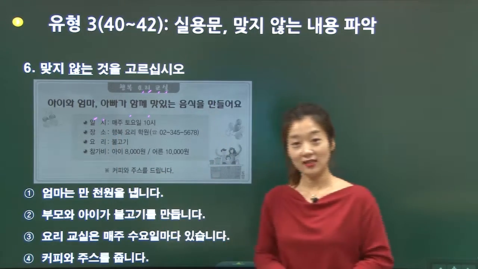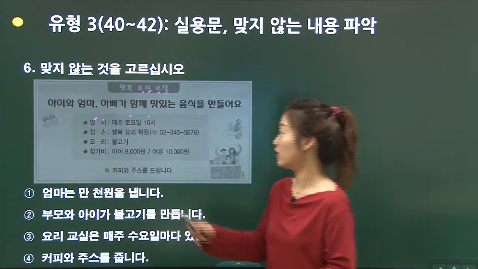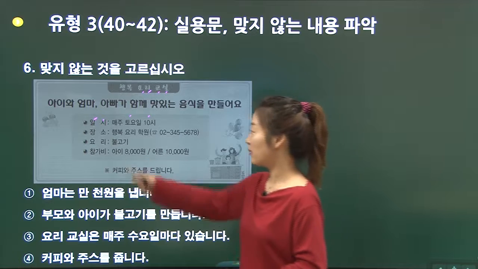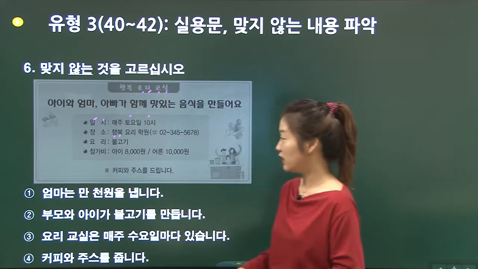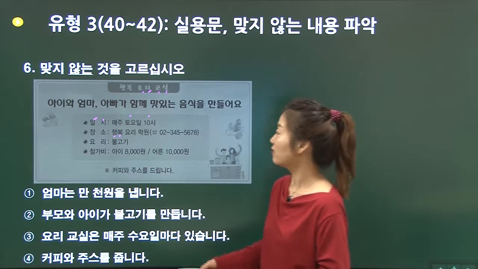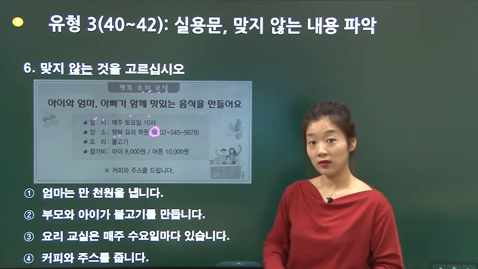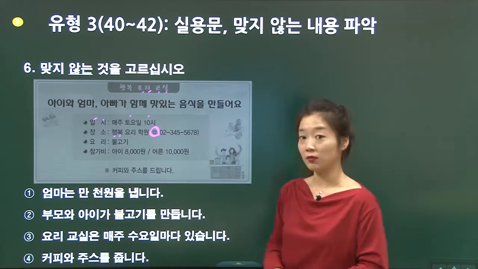장소 means the place, location. 행복 요리 학원. Okay, this is the name of the cooking institute, right? 행복. And then this mark is about the phone, and this will be the phone number.